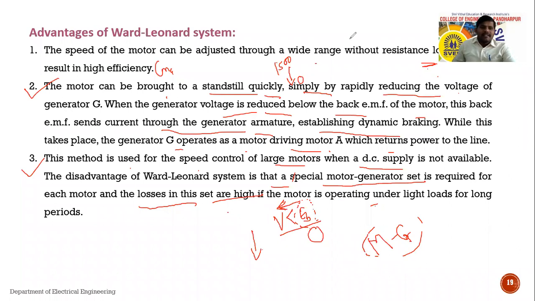So these are the advantages and disadvantages of the Ward-Leonard system. Okay, are you all getting it? Yes. Okay, so in this way we will conclude today's lecture. The remaining point, that is speed control of DC series motor, we will discuss in the next lecture. So we will conclude and stop here. Thank you.